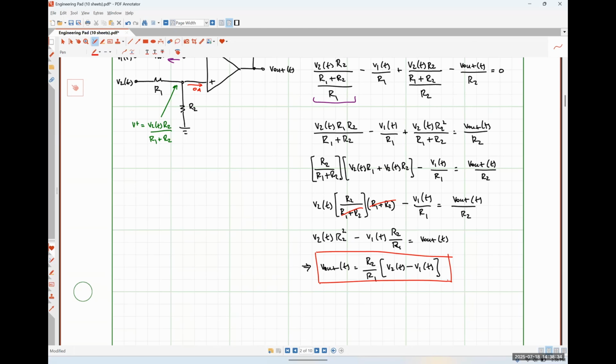If all of our resistors were identical to each other, so R1 and R2 were the same thing, our output voltage would literally just be the difference of our input voltages, so we would just have direct subtraction. So this particular amplifier is what is commonly referred to as a differencing amplifier because it amplifies the difference in our input signals. I'm still annoyed that I lost a factor of R1 somewhere, but anyway.